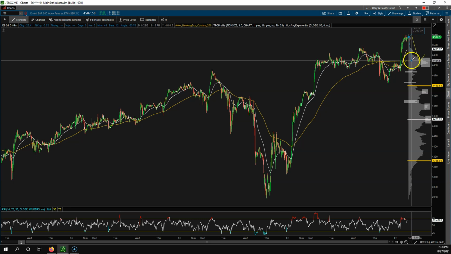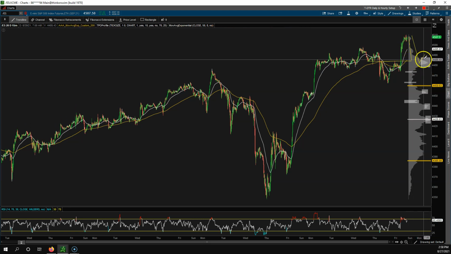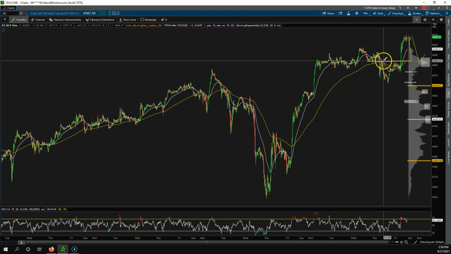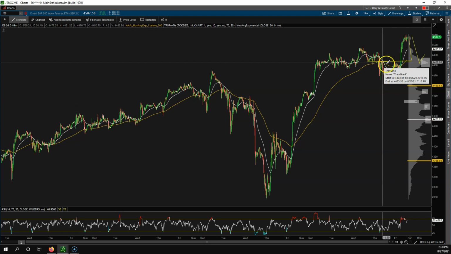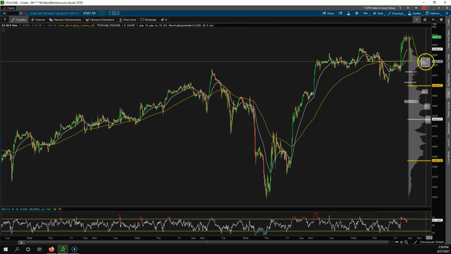So if we come back down, you actually have two confluence levels. You have a high volume node and you also have a new support level, right? Old resistance becomes new support. So you'll usually see a bounce.